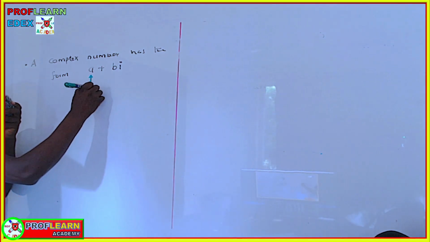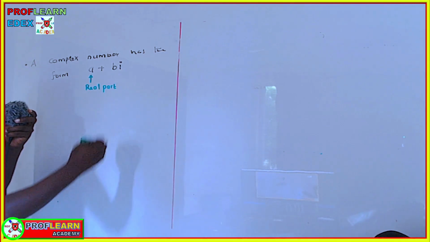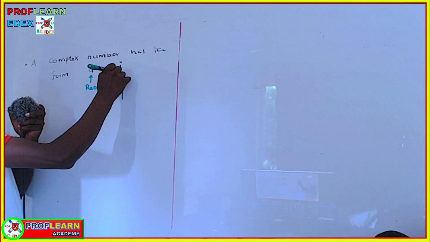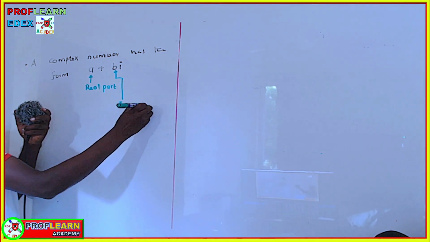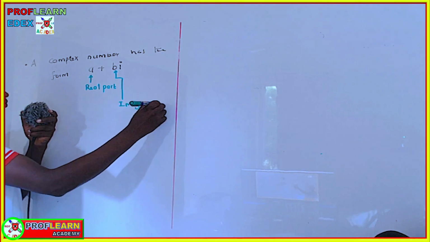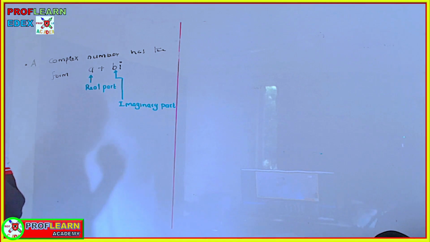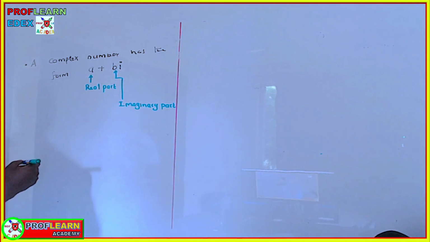Now in this complex number that we have at this particular point, this is known as the real part of this complex number, and this part that we have here is regarded as the imaginary part. This is the imaginary part of these complex numbers. So a complex number involves the real part and the imaginary part.